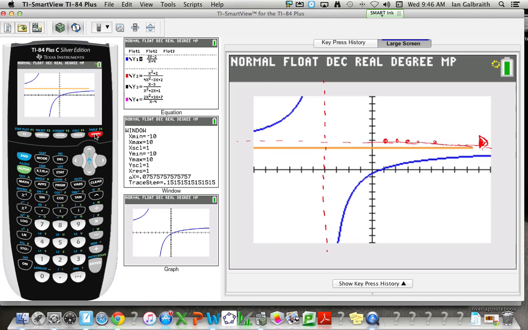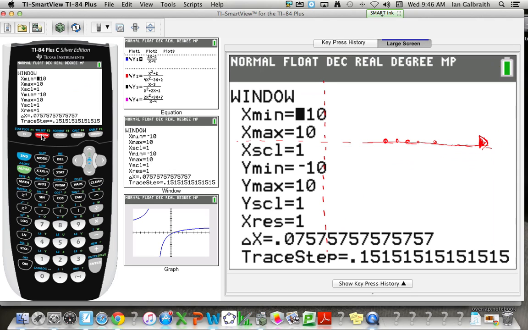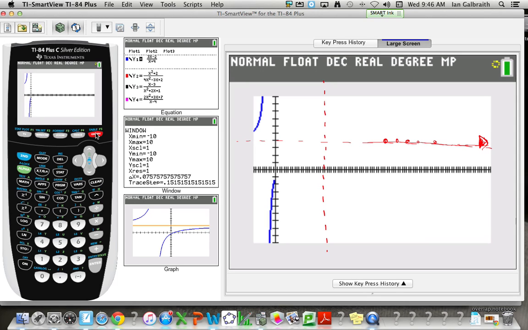It certainly looks like, maybe if I zoom out a little bit, if I change my window, and I get a lot more x values, so maybe we'll go out to 100 for the x's, and I'll graph again. There's the graph. And let's see where that orange line comes in. And yes, it certainly looks like it's going to be our asymptote.